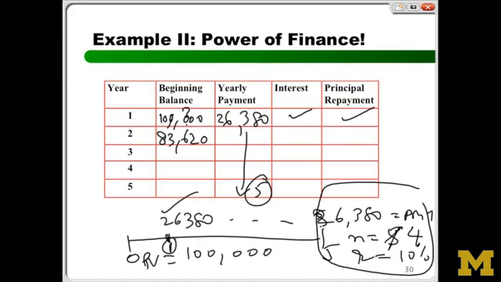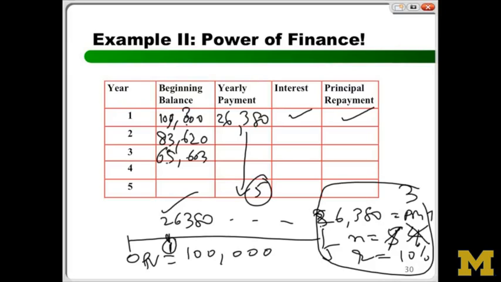So n is 4 and interest rate is 10%. And how many am I paying? 26,380. So 83,620 is very easy to do if you recognize that. So how would you do the next column? It's 65,603. How will you do it? You'll just make n 3. So you see what I'm saying?